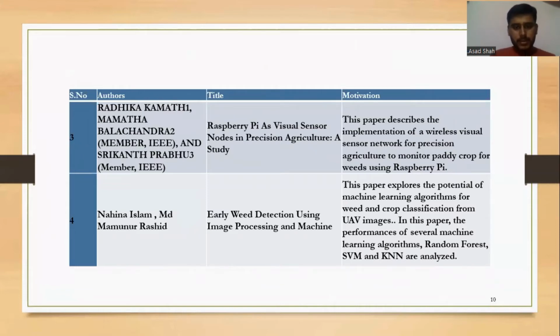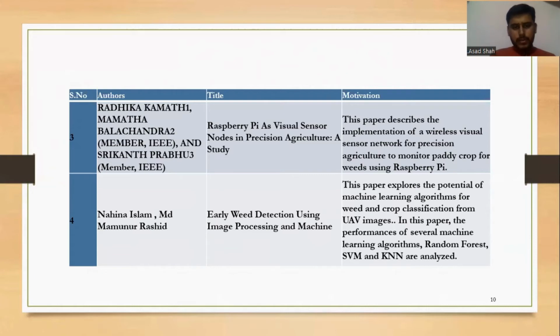The third paper is Raspberry Pi as visual sensor node in precision agriculture. In this study, the author deployed a wireless sensor network in a paddy crop field to classify paddy crops and weeds so that weeds can be eliminated. They used different classifiers like SVM, KNN, and others, and they also compared their performance.